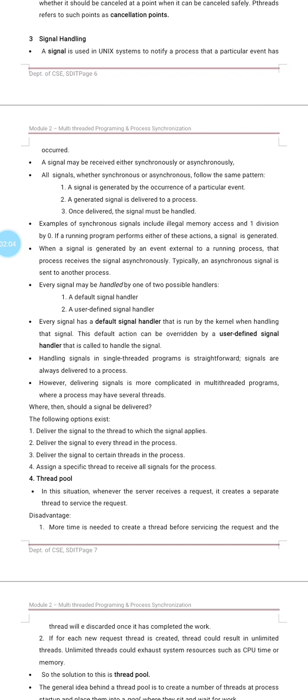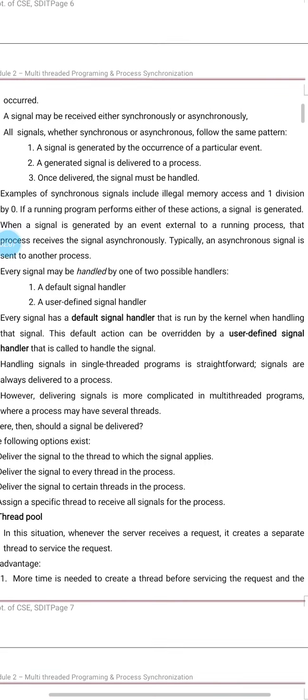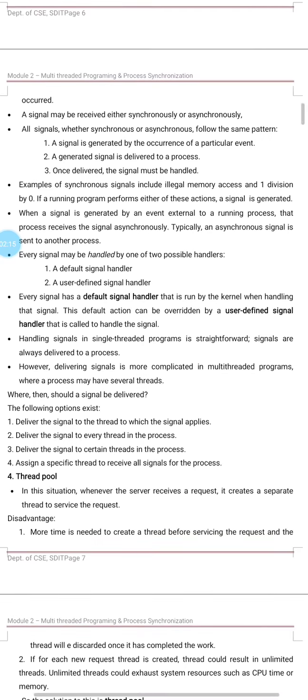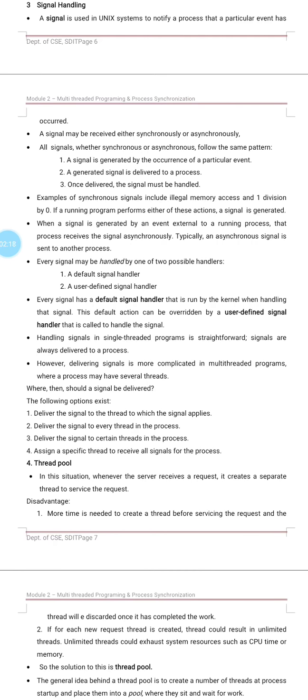Then we can come to the next point, that is a signal can be handled by one of two possible handlers, that is the default signal handler and the user defined signal handler. The default signal handlers are run by the kernel, whereas user defined signal handlers are written by the user. Take the example of divide by 0. If such an event occurs, then we are going to print a message as illegal operation. Whatever the default signal handler is going to do, that can be overridden by the user defined signal handler.